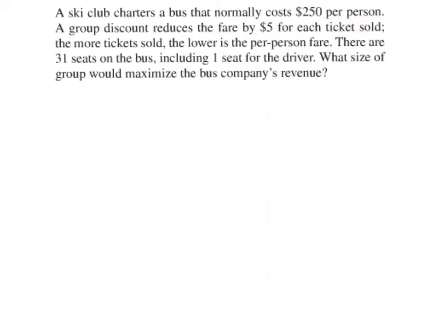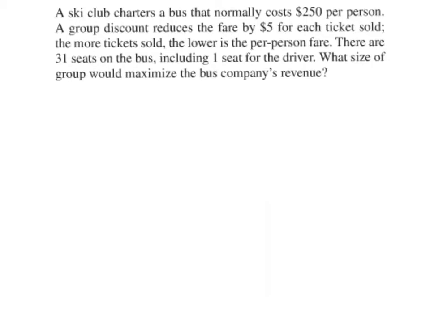The last example I'd like to go over deals with revenue and trying to maximize revenue. Okay, and in this problem, it tells you that a ski club charters a bus that normally costs $250 per person, but a group discount reduces the fare by $5 for each ticket sold. The more tickets sold, the lower is the per person fare. And it says there are 31 seats on the bus, including 1 seat for the driver. What size of the group would maximize the company's revenue?